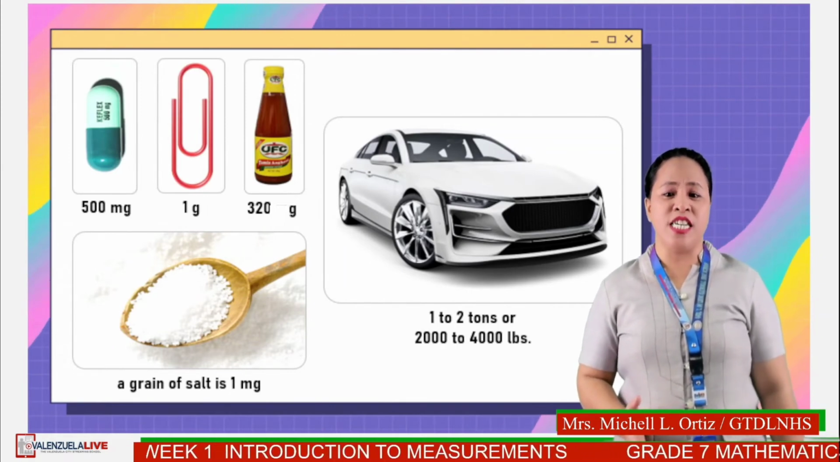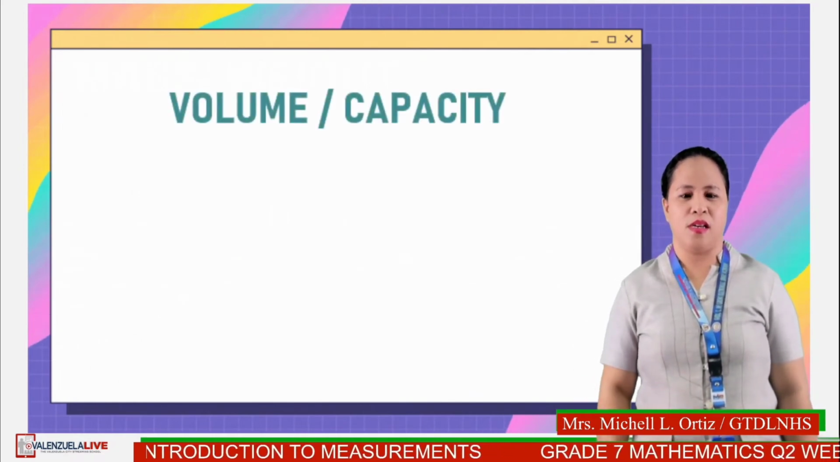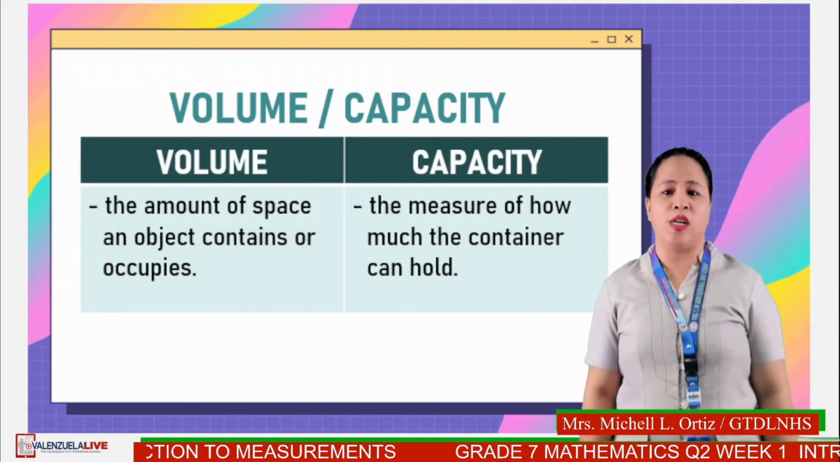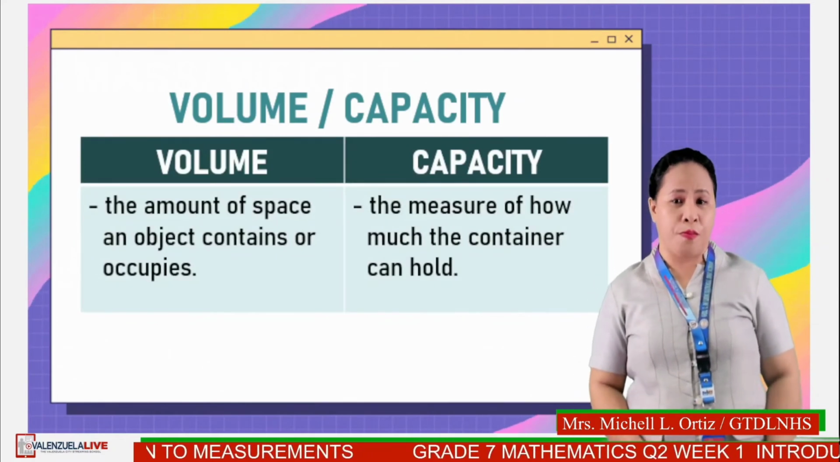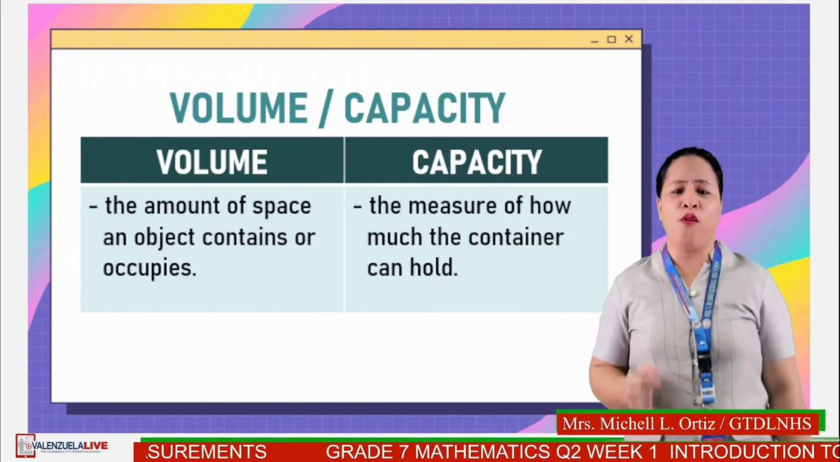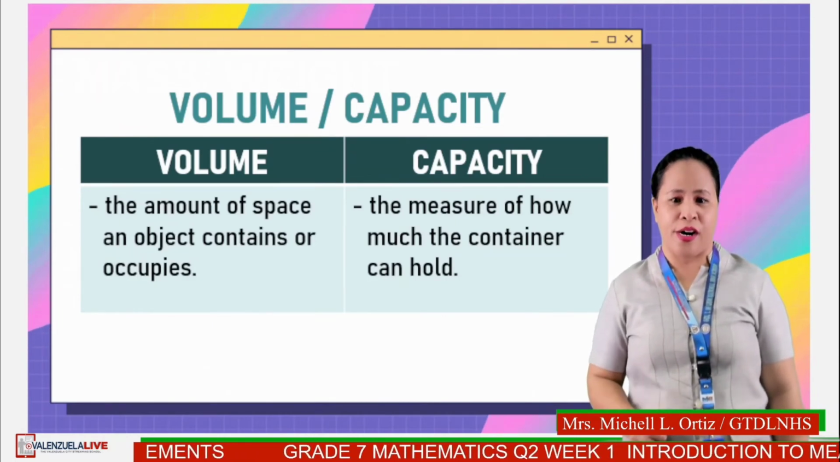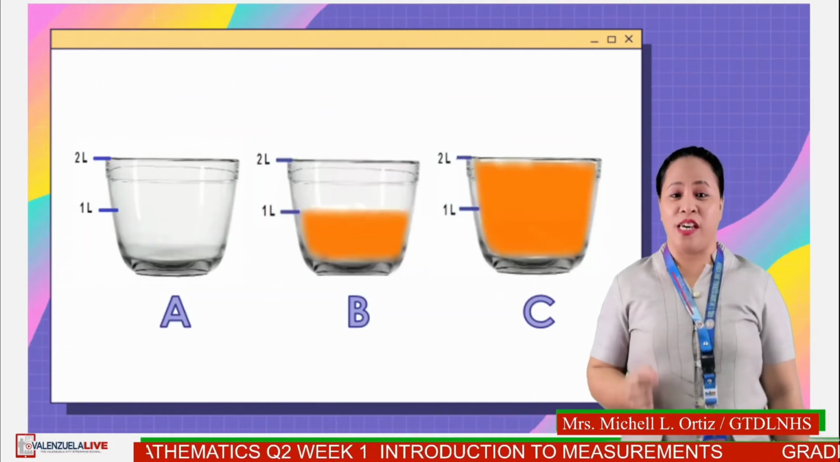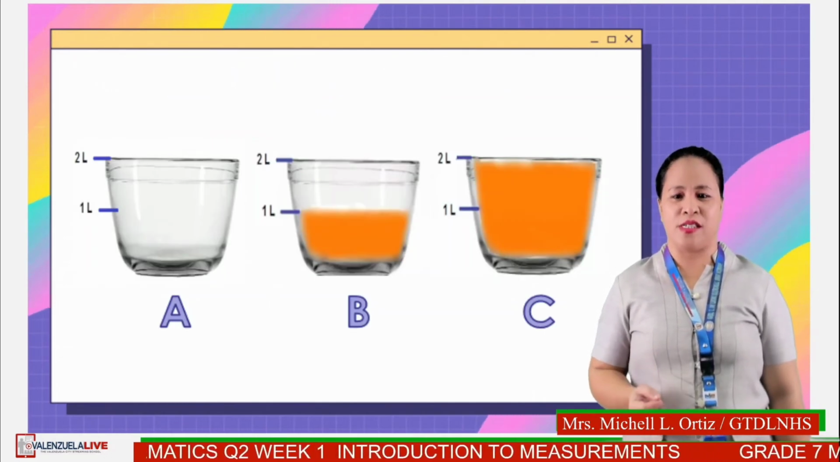Let us now proceed with volume and capacity. Volume is the amount of space an object contains or occupies. Capacity is the measure of how much the container can hold. The capacity of each bowl is 2 liters.